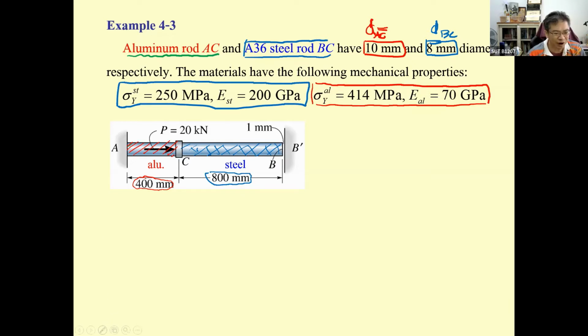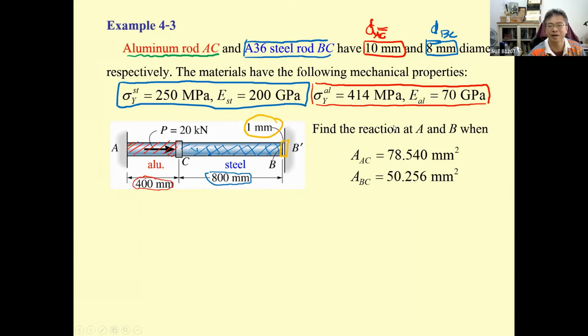What is special about this one compared to the previous one? There is a gap over here. Okay, this gap is 1 millimeter. This gap is going to be involved with the compatibility condition. So be careful on this. In the previous example, there is no gap. Okay, in this one, there is a gap. And then you will see this one will go into the equation for the compatibility condition.